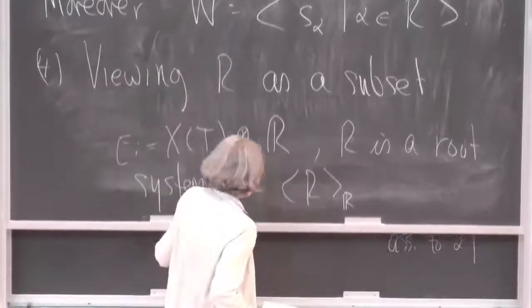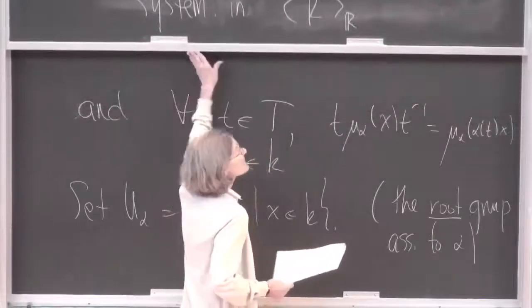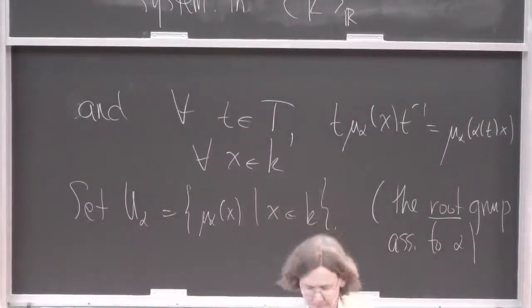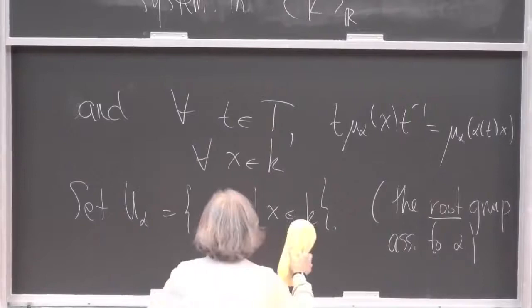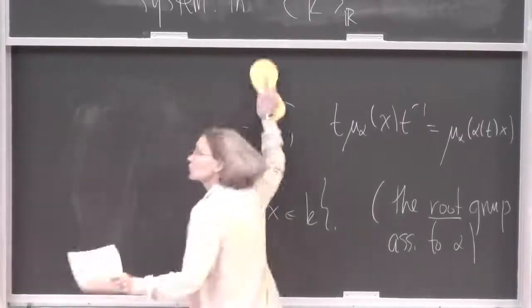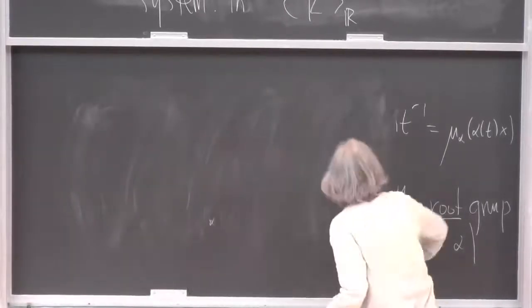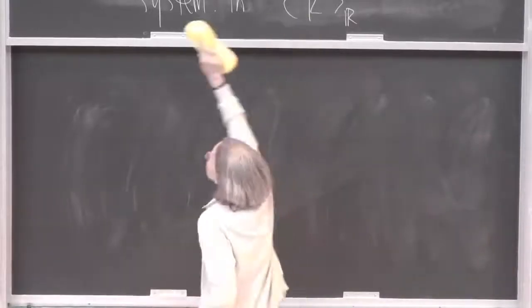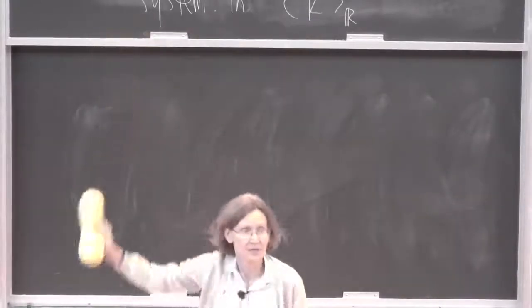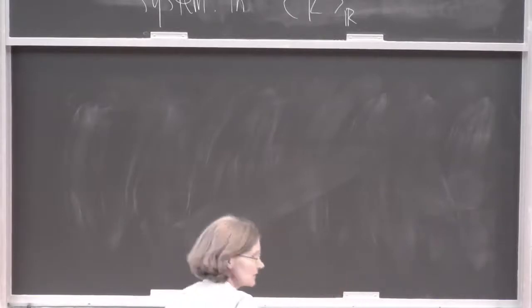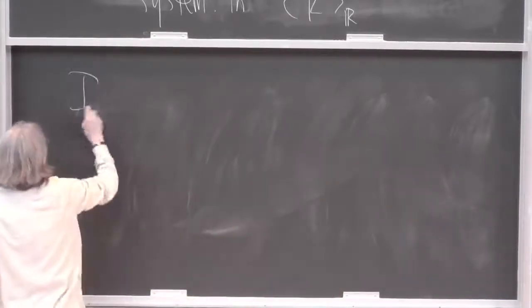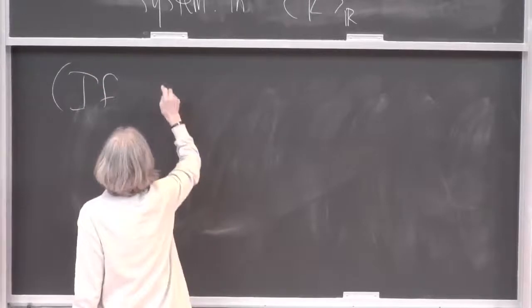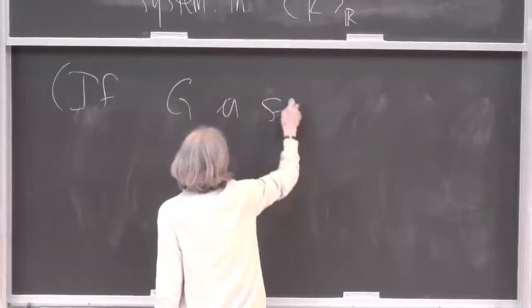Now, I've got one root system. I've also got another one. Let me say one more thing. If the group is not just reductive, but semi-simple, then this thing does span E. So then we're okay. Then I don't need to make this remark. So if G is semi-simple, that's a parenthetical remark.